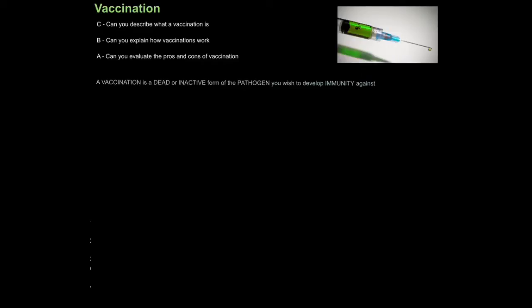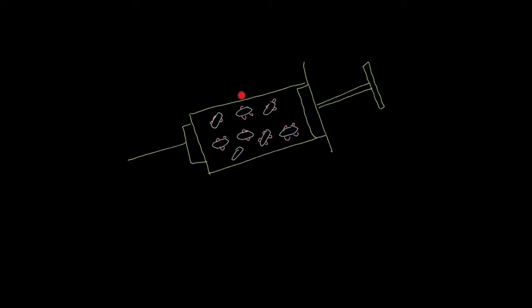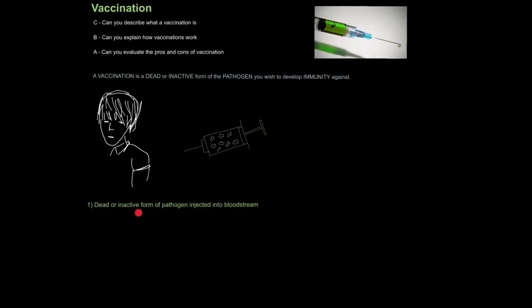A vaccination is a dead or an active form of the pathogen you wish to develop an immunity against. In other words, we're trying to trick our body into thinking it's infected so it starts to develop the correct antibodies to fight the disease. So you can see inside this vaccination syringe we've got these pathogens, and the pathogens carry with them their specific antigens, and it's the antigens we're going to develop an antibody to work against. So the first step is a dead or an active form of a pathogen is injected into the bloodstream.